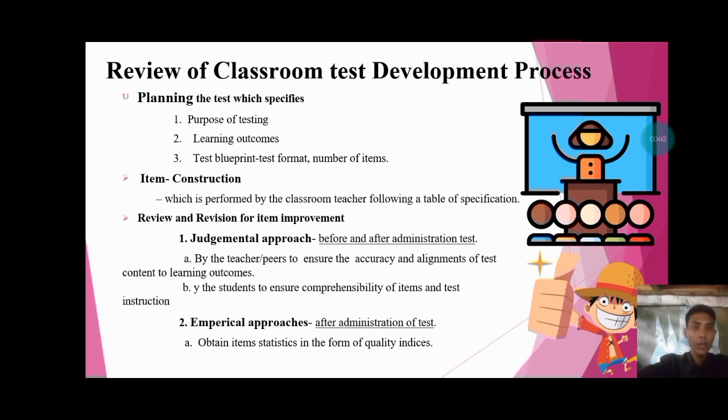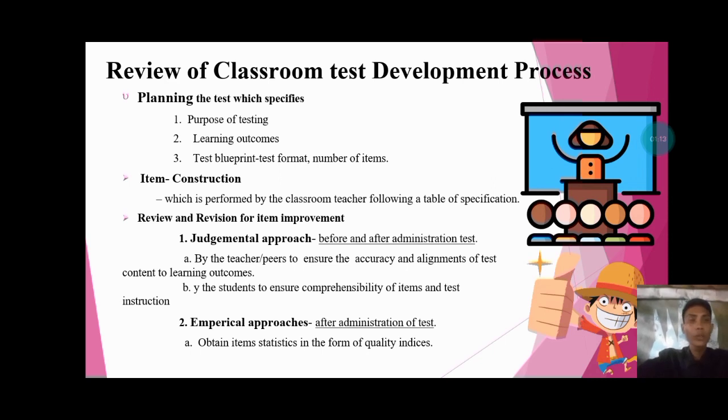There are reviews of classroom test development process. First is planning the test, which specifies the purpose of testing. With the purpose of testing, you can know what the purpose of the test is to the students and to the teachers. Number two is the learning outcomes. Learning outcomes are the result of the test conducted by teachers to the students, whether they have learned about the test or whatever they learned.